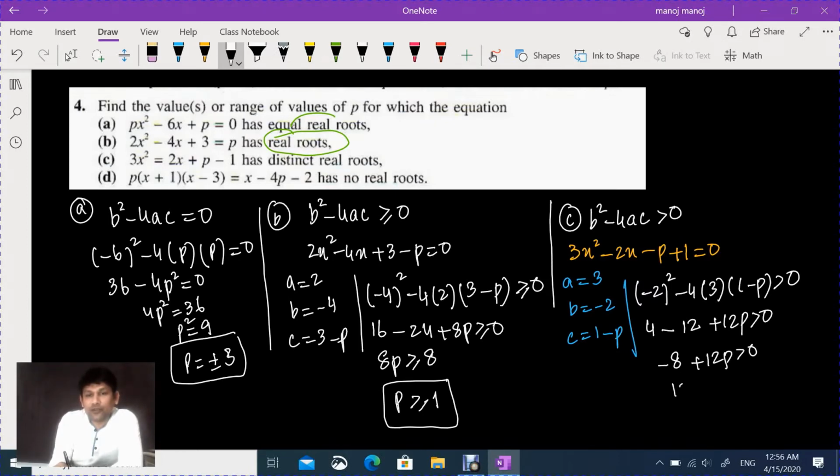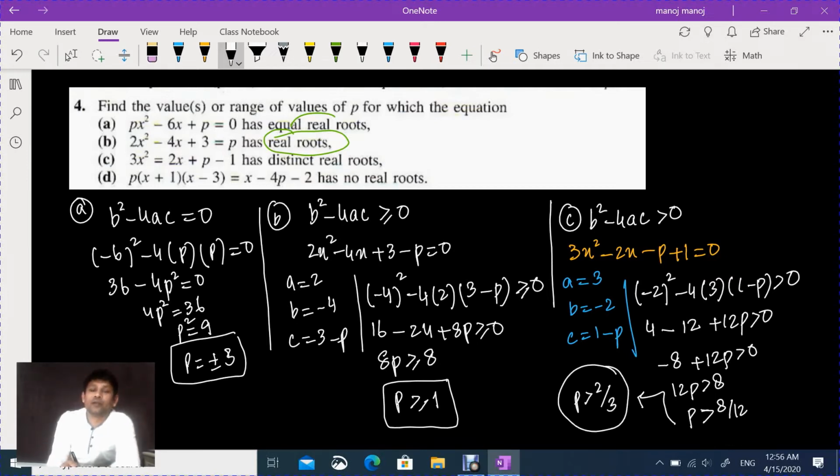Then you can write 12p greater than 8, and p is greater than 8 upon 12, and you can simplify. The value of p will be p greater than 4 times 2 upon 3... you can write 2 upon 3, and that's your answer. Okay, moving to part D.